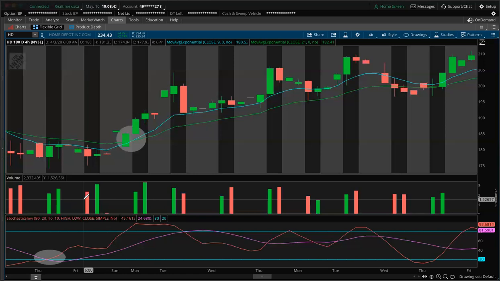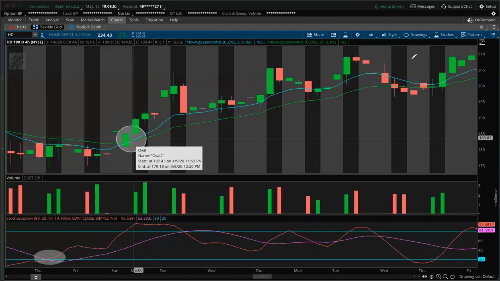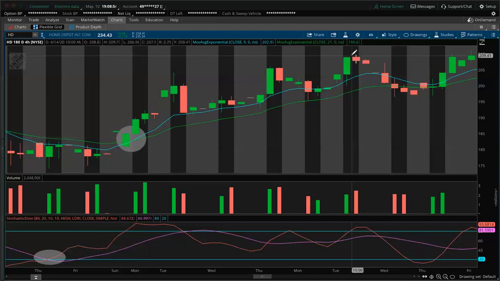But the good thing about swings is that you have time, right? So if you think that, for example, Home Depot here is going to go from 180, 183 all the way up to 200 in a week, then what you can do is buy an expiration that's about a month out or a month and a half, so you have that time.